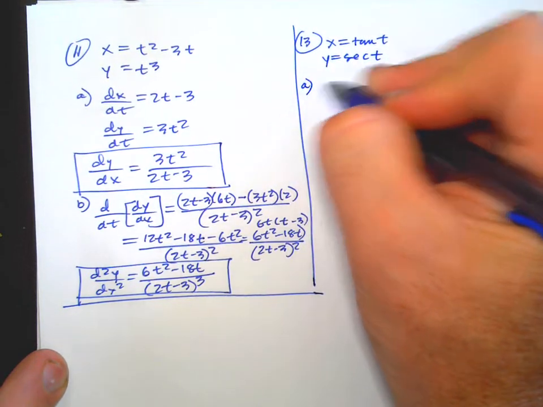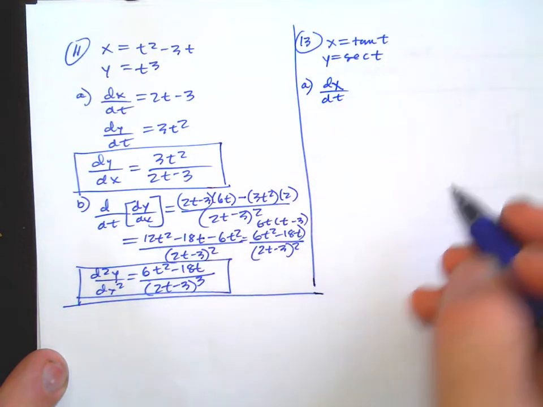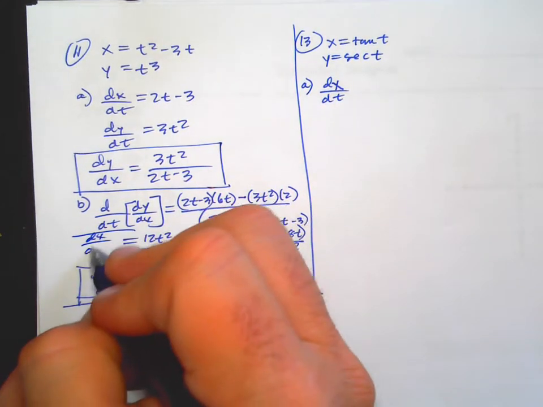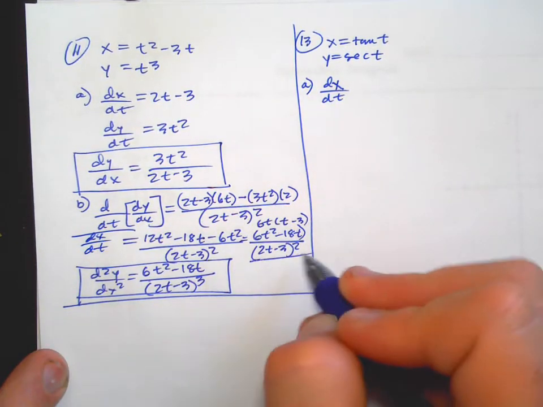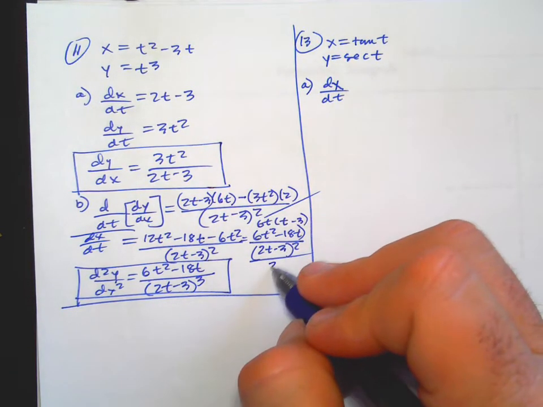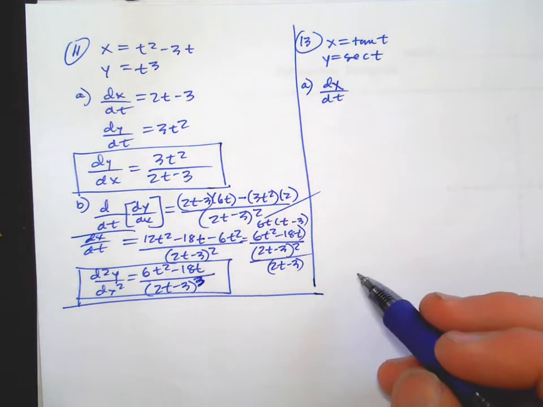So part A, dx dt. Oh shoot, I forgot on this one. Never divided by dx dt, which is 2t minus 3. So that's where the cube comes from. There's an extra 2t minus 3 in the bottom.